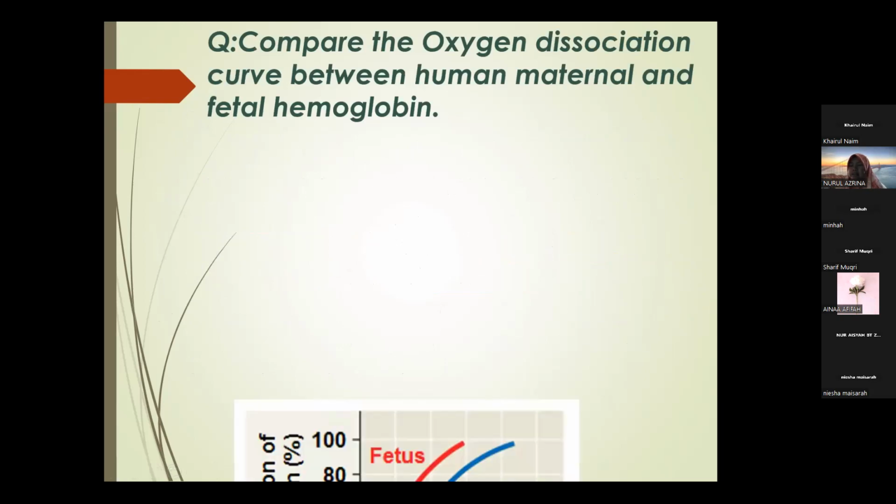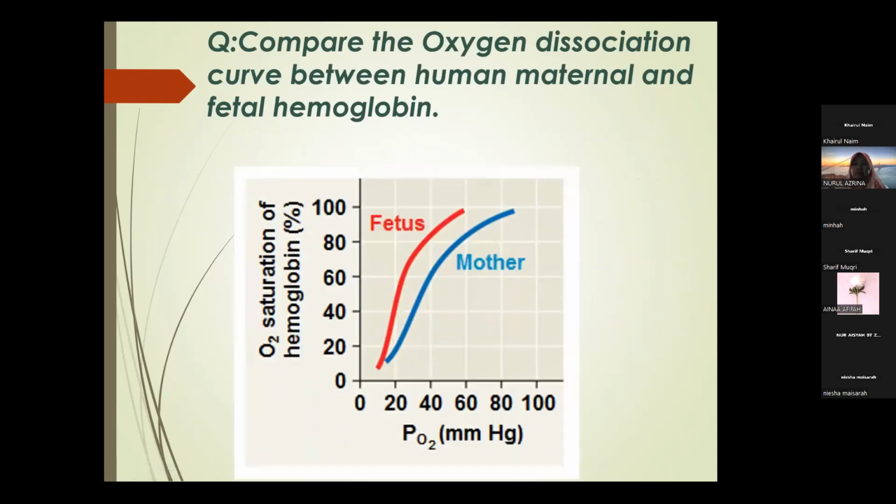Okay, next one. Compare the oxygen dissociation curve between human maternal and fetal hemoglobin. Human maternal means a mother who is carrying the child in her womb. Meaning we want to see the difference between the oxygen dissociation curve of the pregnant mother and the child she is carrying.